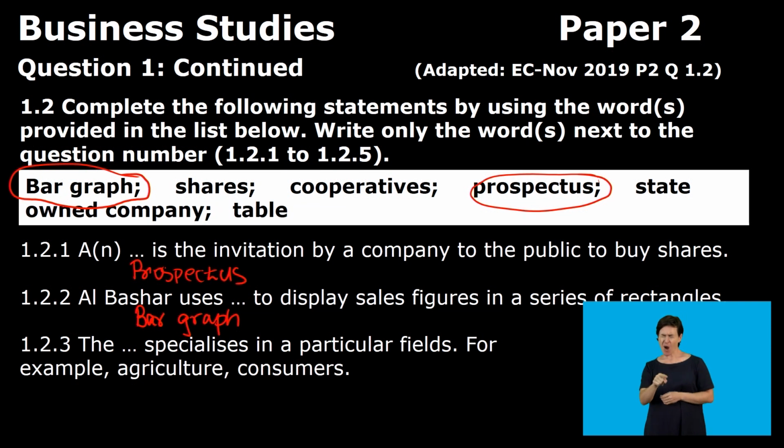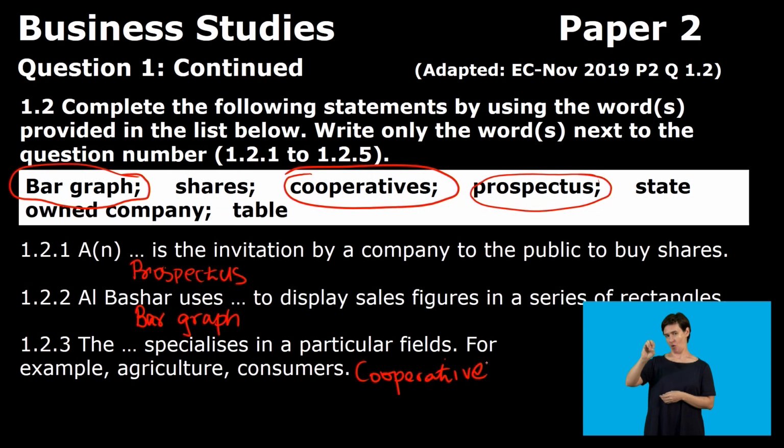1.2.3, the blank specializes in a particular field, for example, agriculture, consumers rather. So which is the correct answer? It can be shares, can be state-owned companies. Let's see. It can be table. So what is the correct answer? Yes, the correct answer is this form of ownership. Then that is our answer. You write it, cooperatives. Right, remember this is a form of ownership that you need to know.